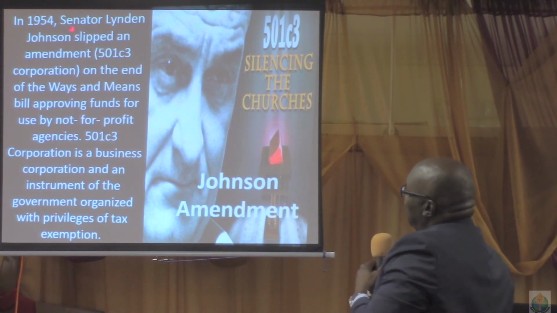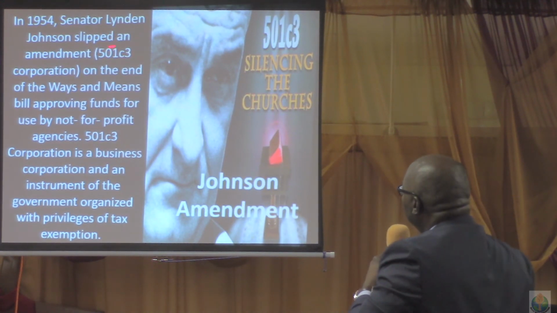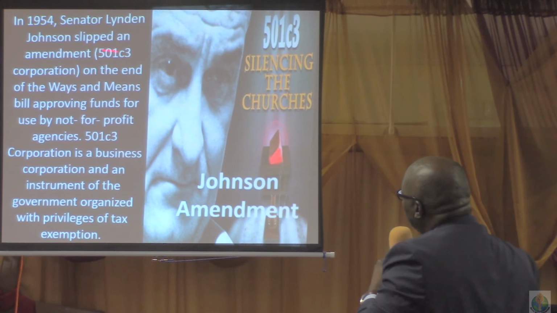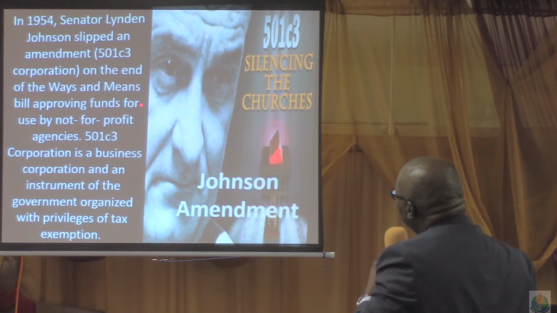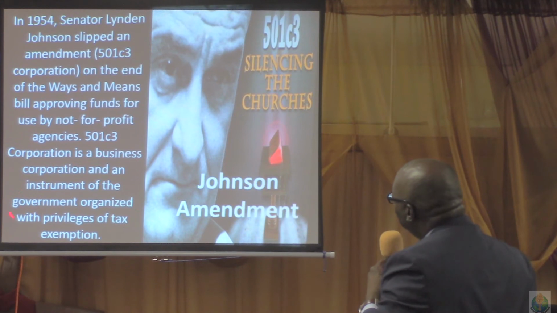So in 1984, Senator Lyndon Johnson slipped an amendment called the 501c3 Corporation on the end of the Ways and Means Bill approving funds for use by not-for-profit agencies. 501c3 Corporation is a business corporation and an instrument of the government organized with privileges of tax exemption. I want you to focus on this.